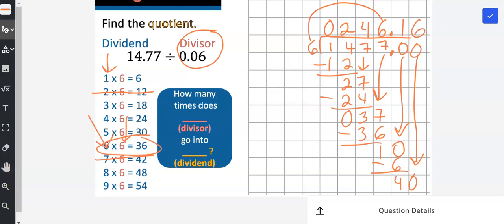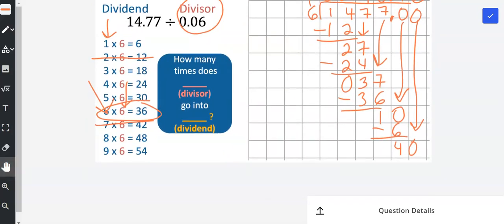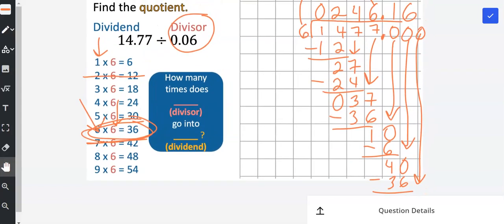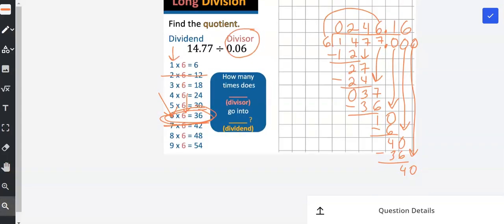So I'll put a 6 at the top. 6 times 6 is 36. So I put 36 here. Sister subtract, I get 4. I need to add a 0 and bring it down. Well, 6 goes into 40. 42 is too much, so I use 36 again. So I need to put a 6 at the top here. I'm going to just shrink this a little bit so you can see this all at once. 6 times 6 is 36. I subtract, I get 4 again. Bring down a 0. I hope you are starting to see a pattern.